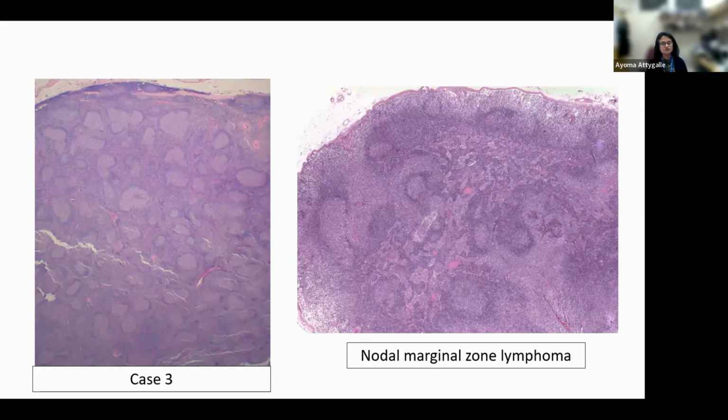But unfortunately, sometimes when the node is completely overrun and fixation is not always great, it can be quite difficult to work out, and we'll come to this in a minute, because sometimes a nodal marginal zone lymphoma can colonize the follicles and also spread outside to the rest of the node. So it can be quite difficult to work out whether this is an infiltrate that is actually coming out of the follicle, or is it secondary colonizing? It's not always that straightforward, and therefore immunohistochemical confirmation is essential.